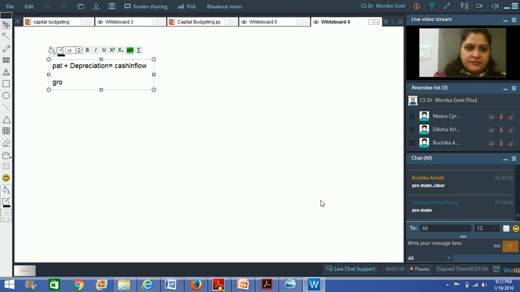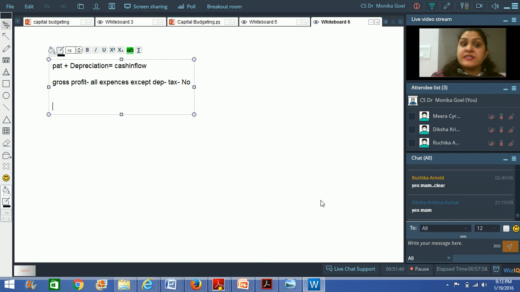This gives you the cash inflows, right? Now, you would question me, ma'am, can't we calculate it like this: gross profit minus all expenses except depreciation minus tax? I would say no, you can't do it like this.